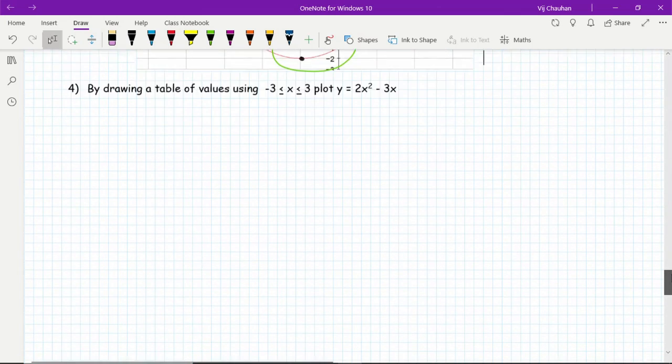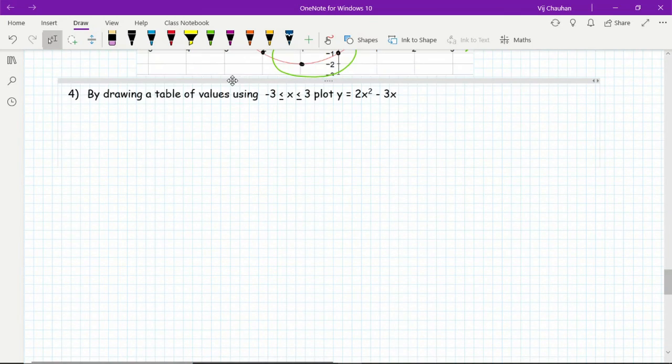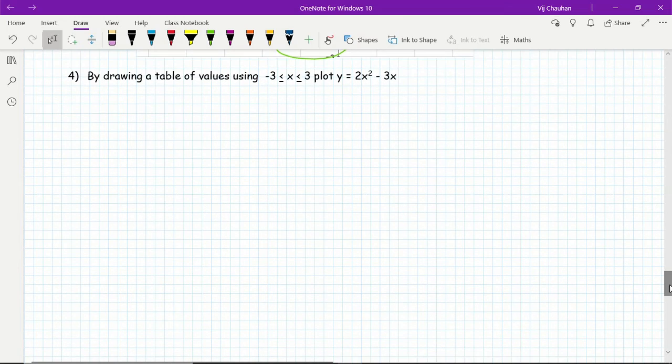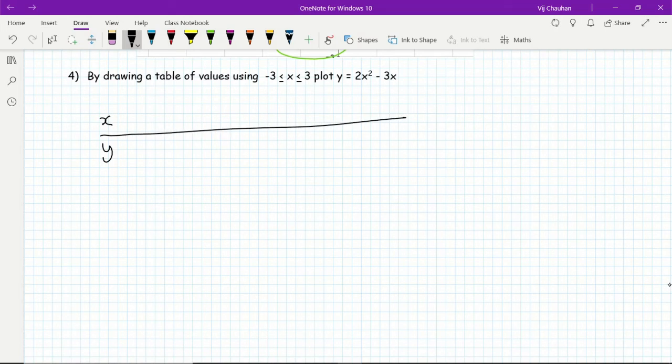So again, here we're still going through the common theme of having to draw our own table of values, but this time our equation is just a little bit more complicated, because we've got 2x squared rather than a single x squared. For this, if I draw my table of values, I've got x and y, and I've got -3, -2, -1, 0, 1, 2, and 3.